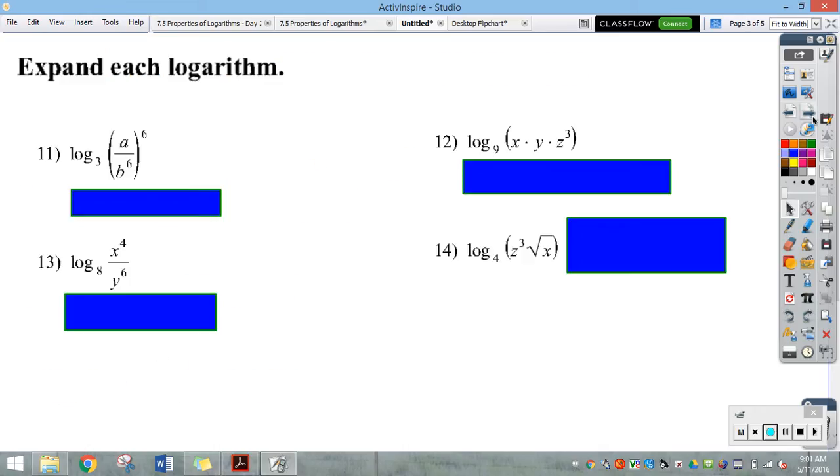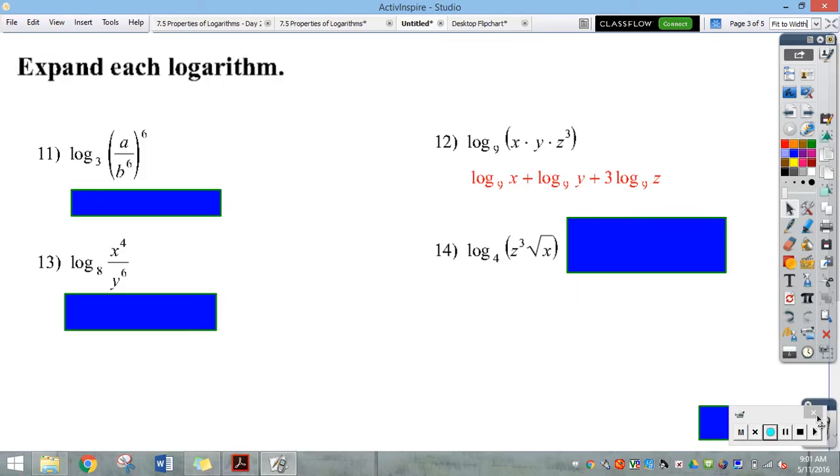So the resulting expression I would have after I expanded is log base 9 of x plus log base 9 of y plus 3 log base 9 of z. And that 3 was the exponent of z in the condensed version of the logarithm. So these two logarithms will be equivalent. This is the expanded form. Division works the same way.